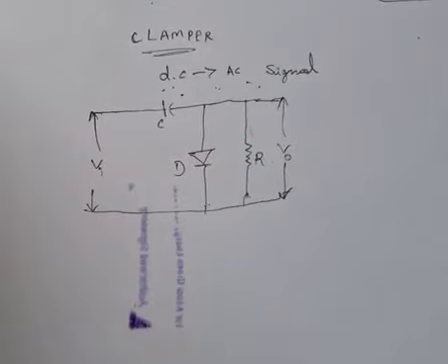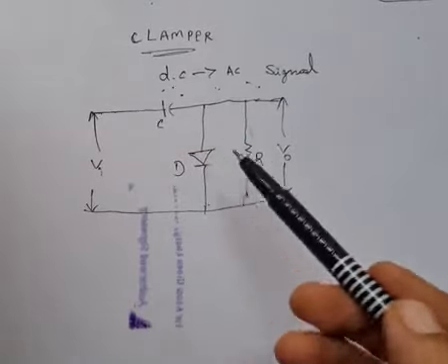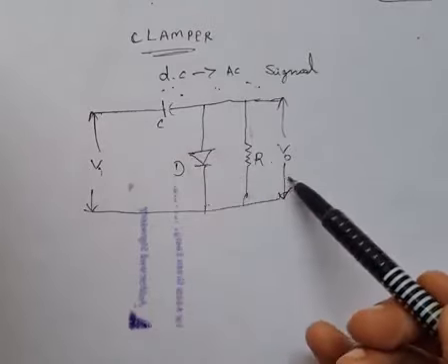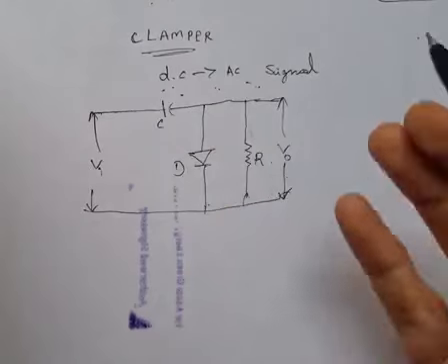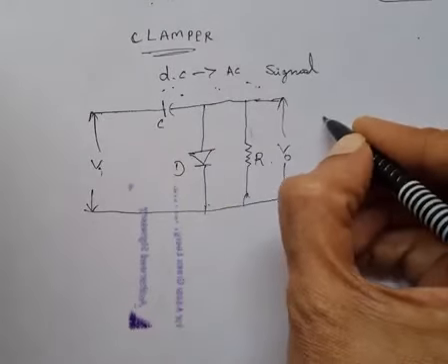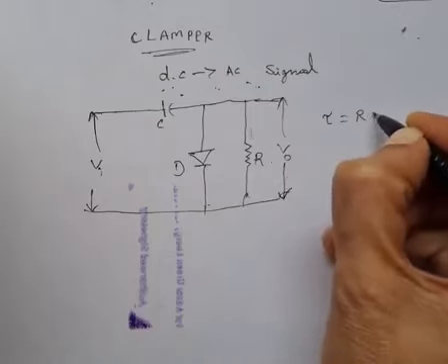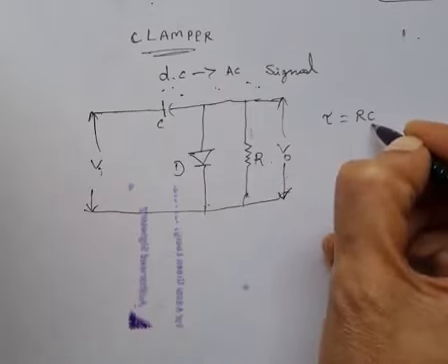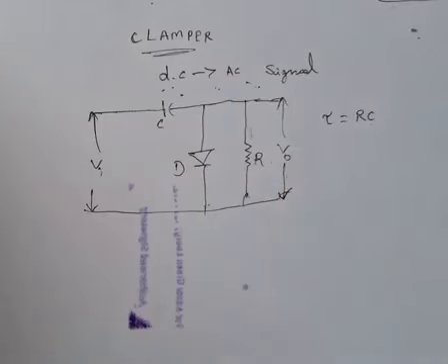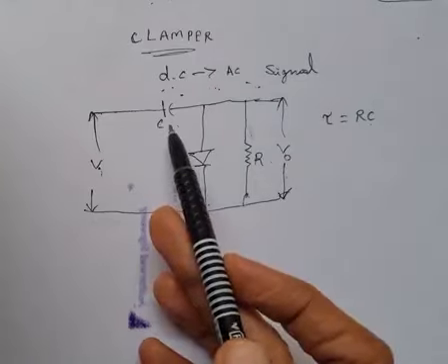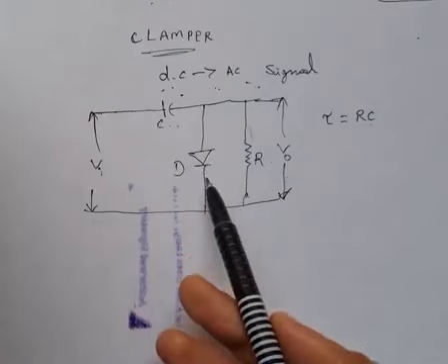So a clamping network has a capacitor, diode and resistor. Here a capacitor and a resistor are present, which means there is a time constant, denoted by tau. So tau is equal to RC, resistor and capacitor. The time constant of the circuit must be large, so the voltage across the capacitor does not discharge suddenly when the diode is not conducting.